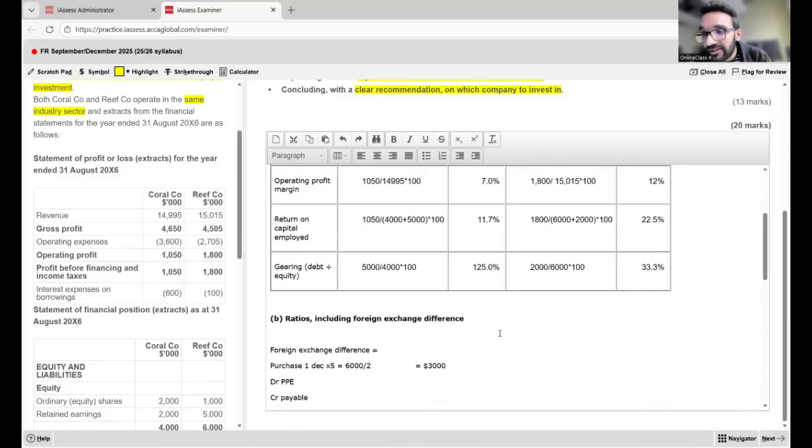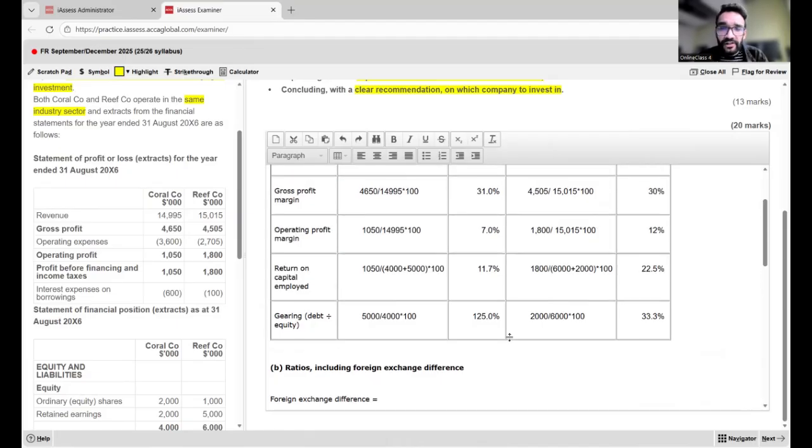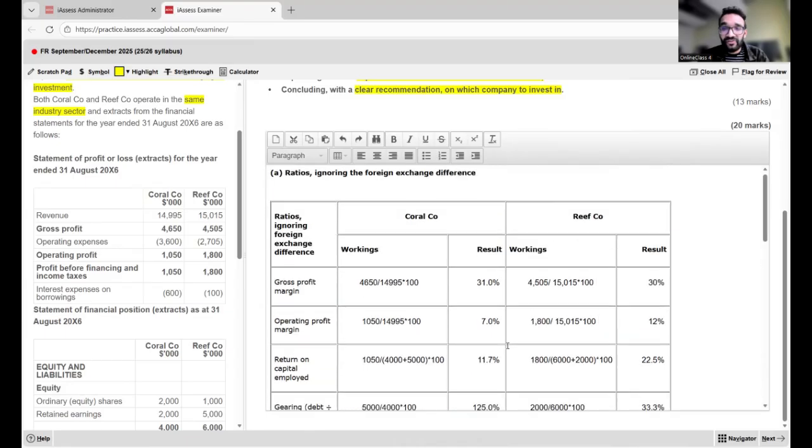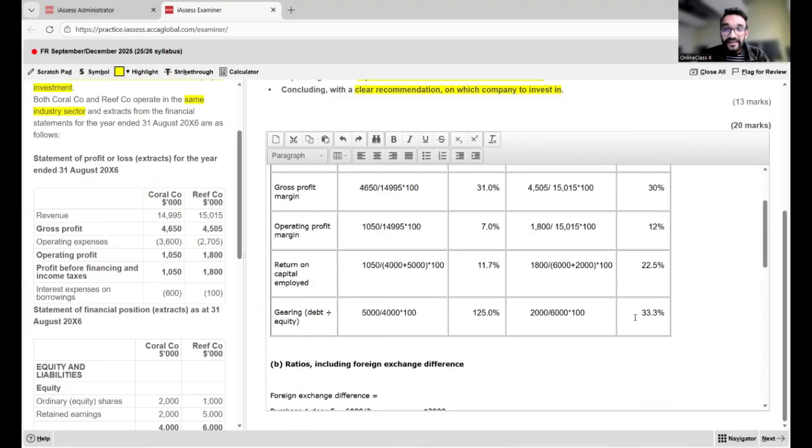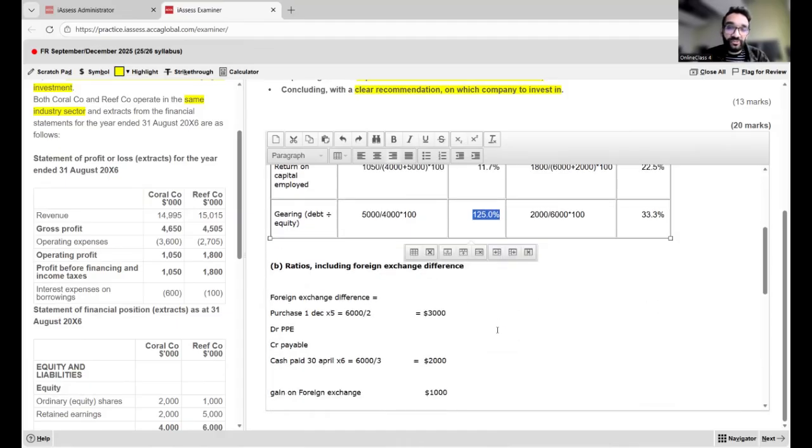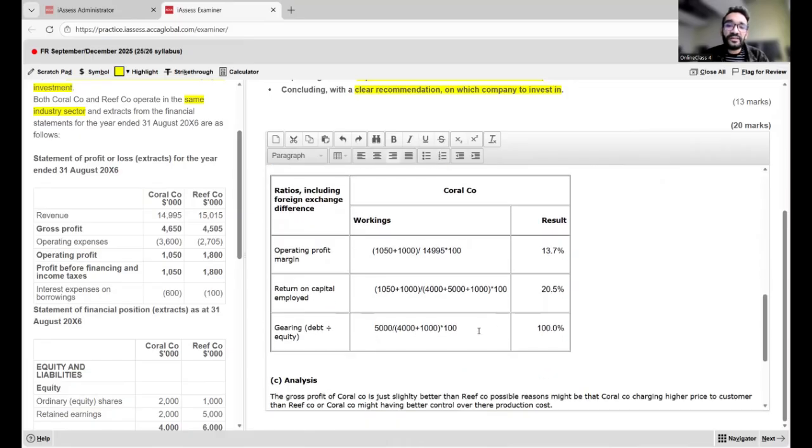We can write on the ratio as well, and then we can talk about the specific thing which is about the interest expense and the time. See the gearing ratio. They are having a gearing of 33.3, and this company is having a gearing of 125 before adjustment. But after adjustment, their retained earning has increased, so now it's 100%. Okay.